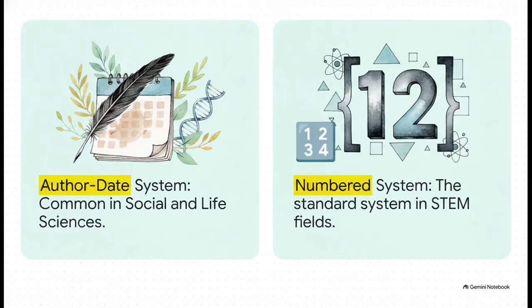So to set a logical stage for the specific style manuals, we need to clearly define the two primary overarching systems of academic referencing. The first is the author-date system, which is super common in the social sciences and life sciences. The second is the numbered system, and that's the standard in STEM disciplines. Keeping these two massive, overarching categories in mind is absolutely vital because they completely govern everything else we're about to discuss. Understanding this fundamental divide is the key to mastering your specific discipline's rules.